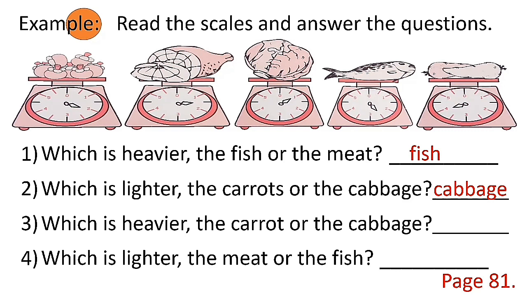Number 3, which is heavier, the carrot or the cabbage? Of course, the heavier is the carrots, since the carrots is 4 kilogram and the cabbage is only 1 kilogram. Number 4, which is lighter, the meat or the fish? Of course, the lighter is the meat because the meat is only 1.5 and the fish is 2.5.